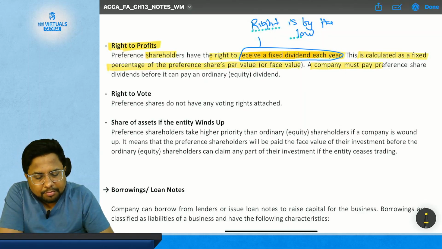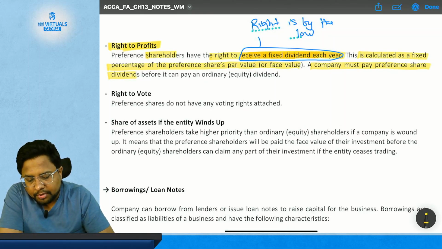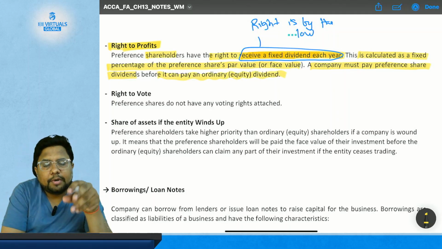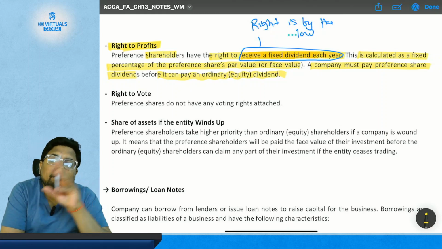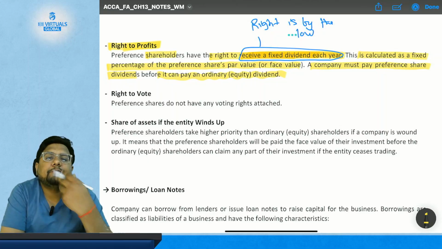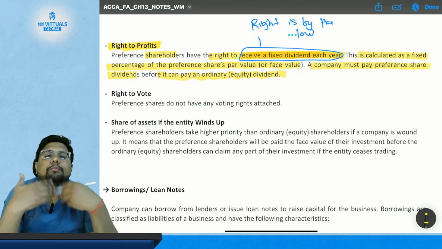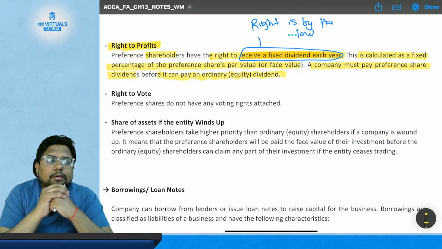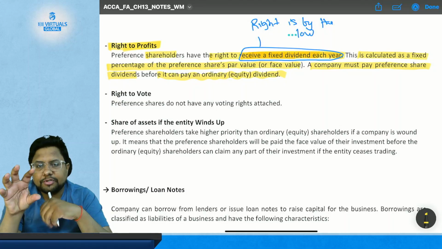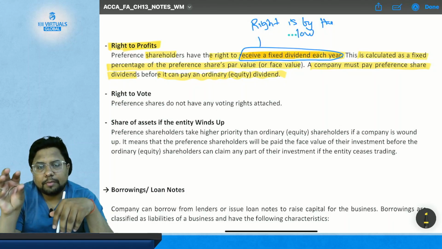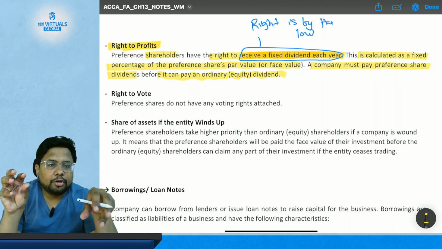A company must pay preference share dividend before it can pay ordinary equity dividend. So the dividend of preference share will always be paid before the dividend of ordinary equity shares. Hence they are known as preference shares, because they get preference in receiving the dividend. Preference shares and ordinary equity shares are different from each other because preference shares get their dividend before ordinary equity shares.